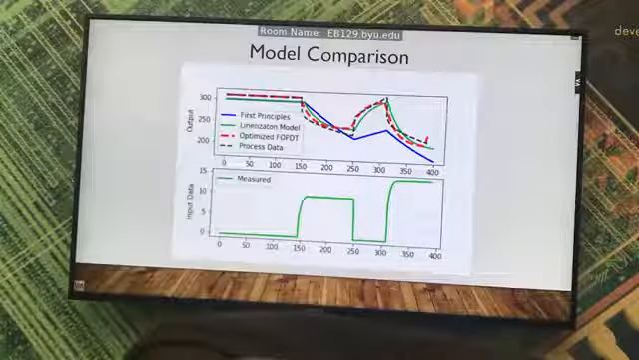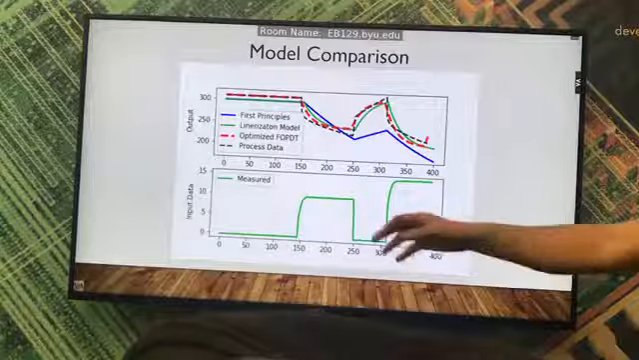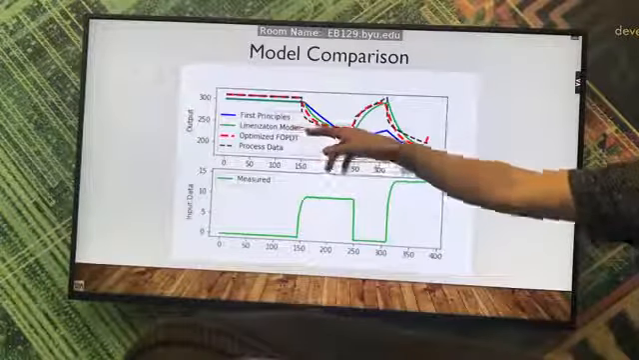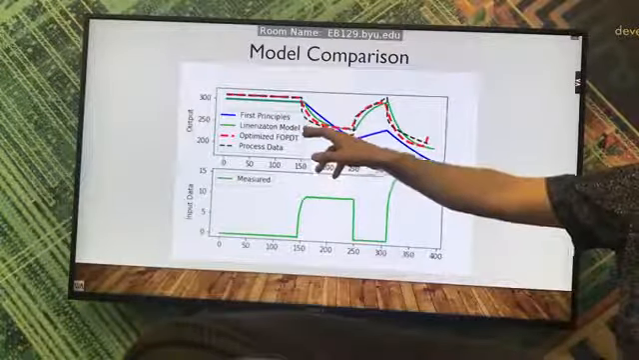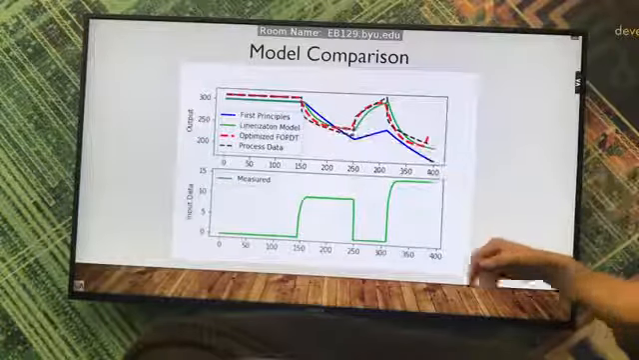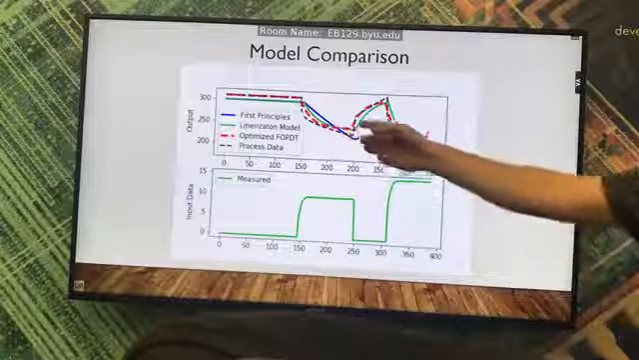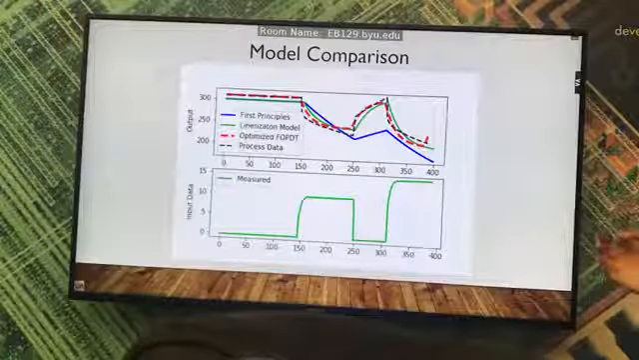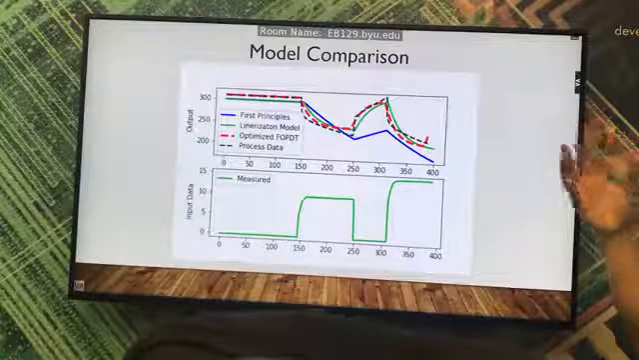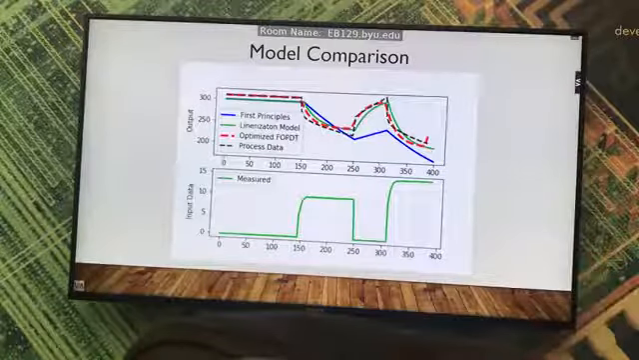Looking at a comparison of all three models, we've got our first principles model in blue, the linearization model in green, and the FOPDT model in red, with the process data in black. It's pretty clear looking at this graph that the linearization method is the best fit. So that is the model that we're going to use going forward into our PID controller.